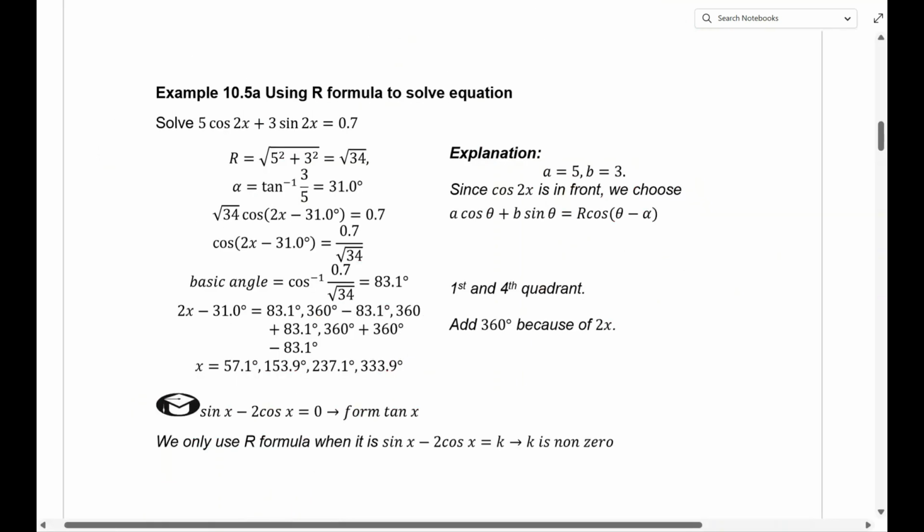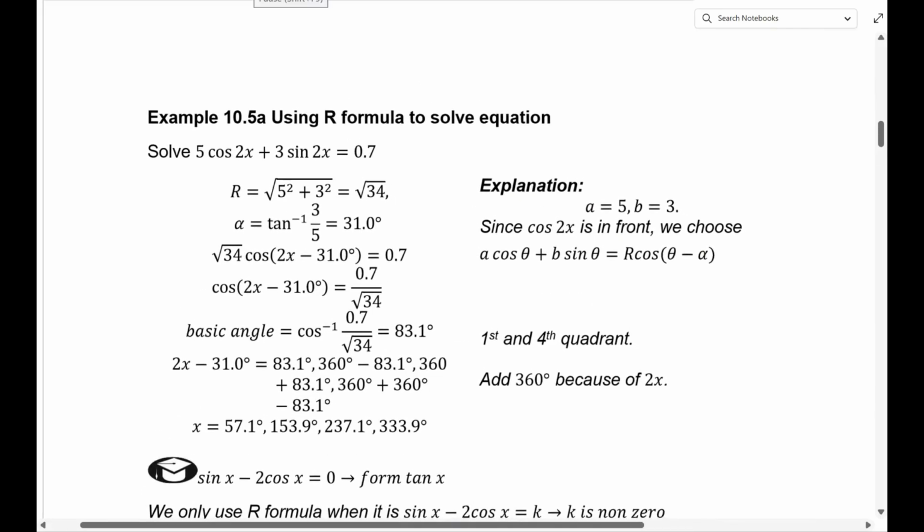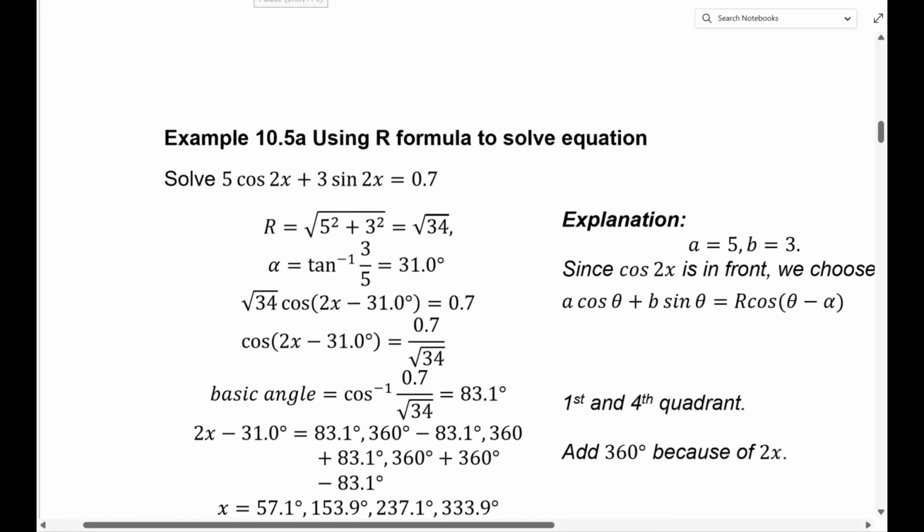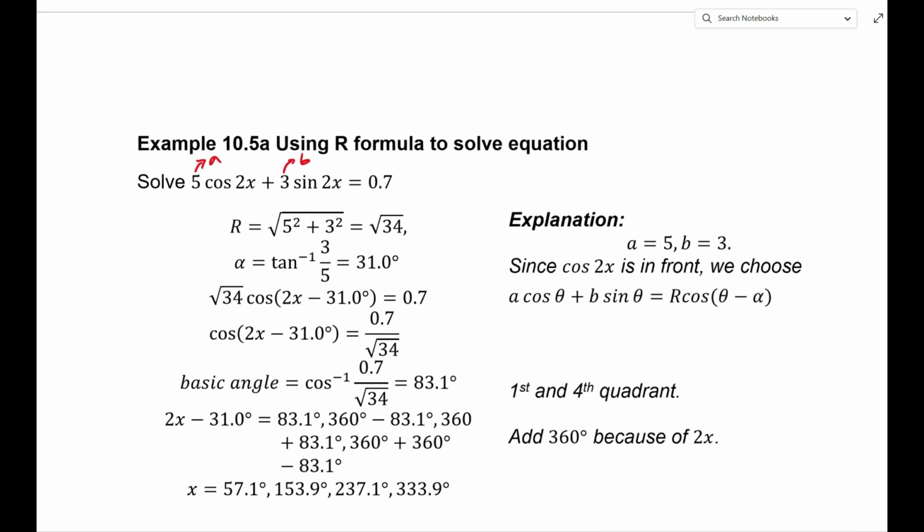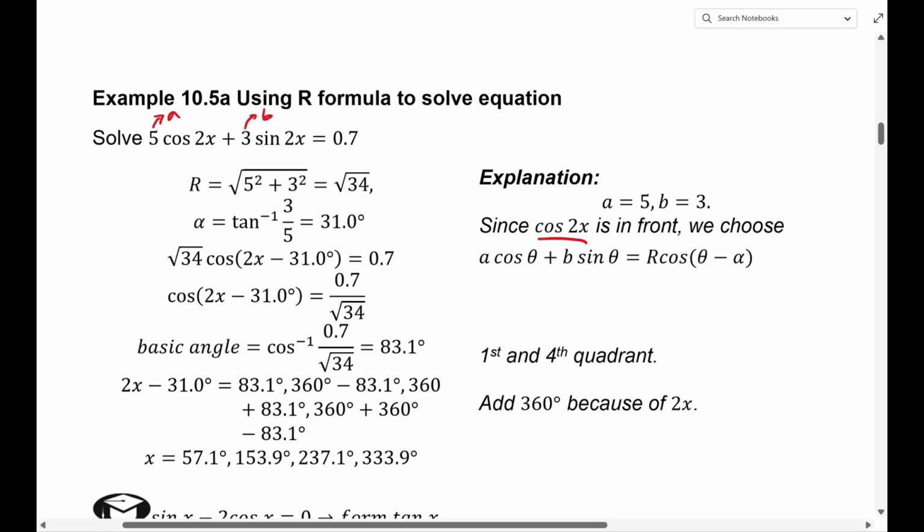Now moving on to example 10.5a, where we use our formula to solve equations. Note that solving just means you're finding x. So solve 5 cosine 2x plus 3 sine 2x equals 0.7. So we can identify our a value and b value: a equals 5, b equals 3. In order to derive our chosen formula, since cosine 2x is in front, our chosen trigo formula will have cosine in it. And since it is cosine, the sign will be the opposite. So in our question it is plus, which means in our chosen formula it will be minus.